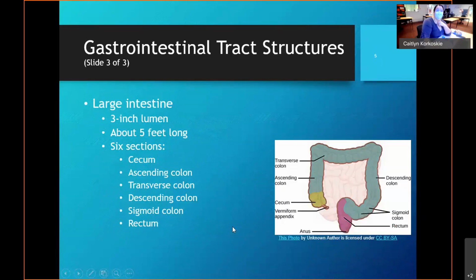And your small intestines is pretty dang long. And then here we have our large intestines. So this is where that final process happens, where whatever waste we have goes through the large intestines.